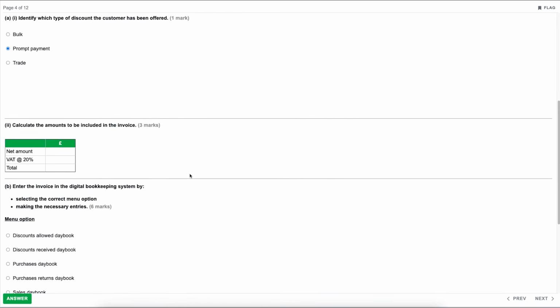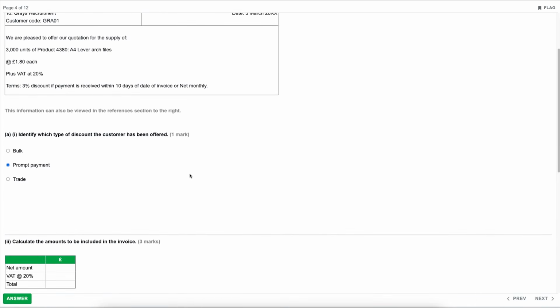Okay, now they are shown in the references tab on the right hand side. You won't actually be able to see that because I've got a slight crop on my screen so that I can make the text a little bit larger. However, we can scroll back up and have a look. So it says calculate the amounts to be included in the invoice, and we need to show the net amount, the VAT and the total.